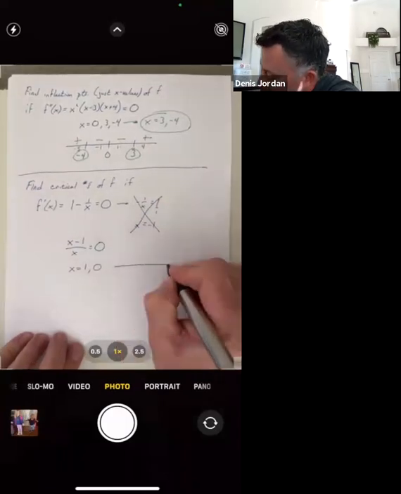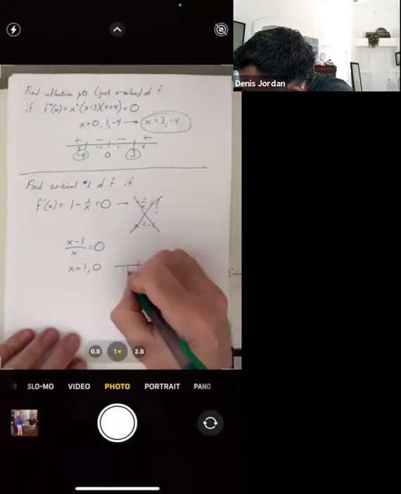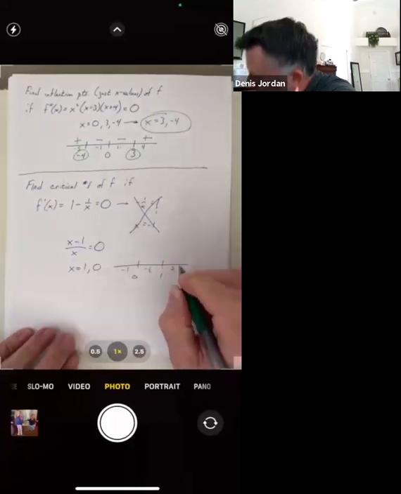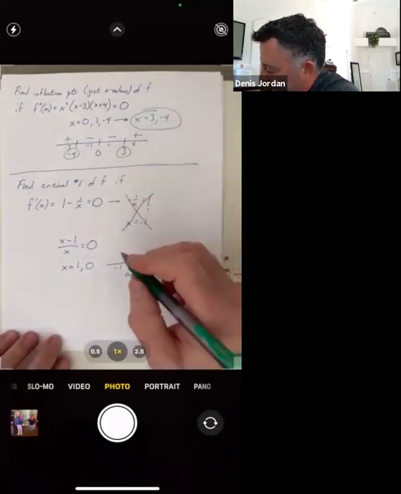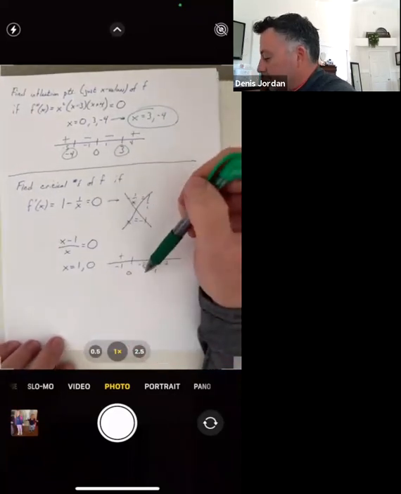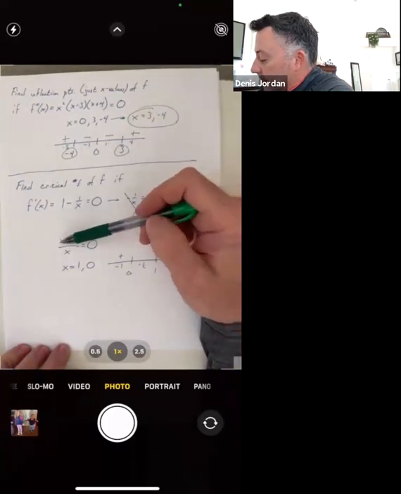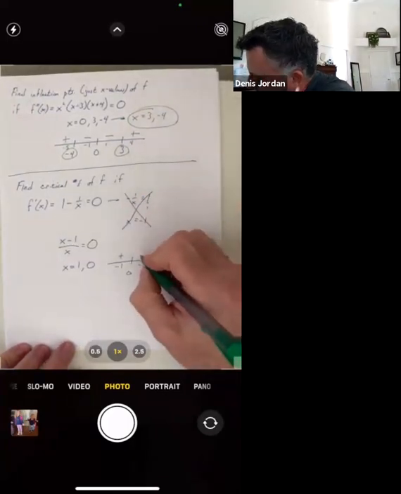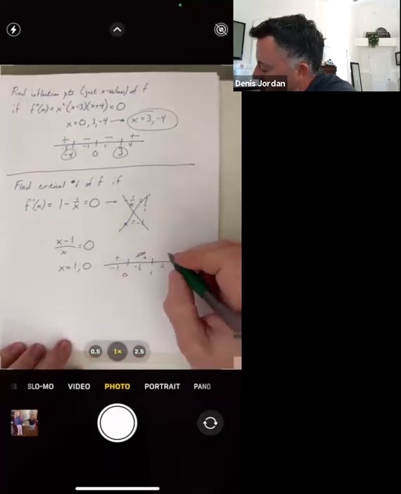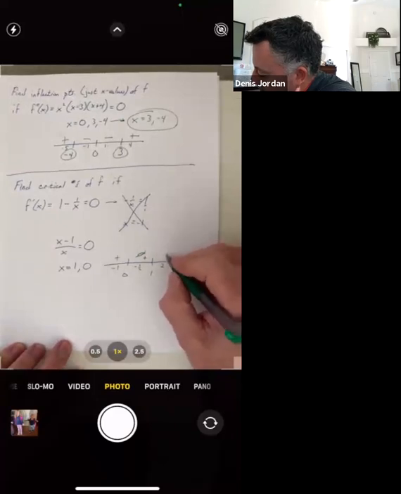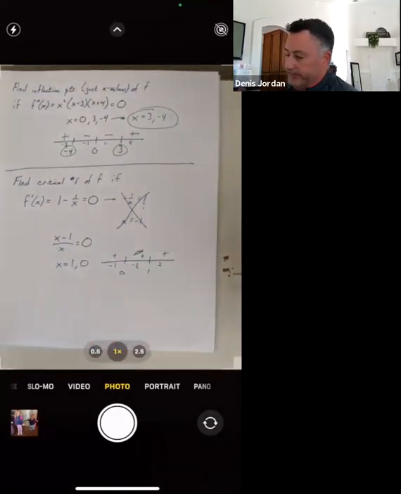And then you can still run through your test. See that there's a sign change. So when x is -1, you got a negative over negative, which is a positive. X is -0.5, you still have a negative over a negative, which is a positive. And when x is 2, that is a positive. So it's always increasing, but you still have critical numbers, just no extrema.